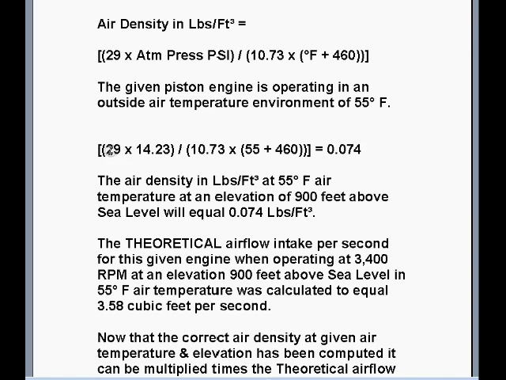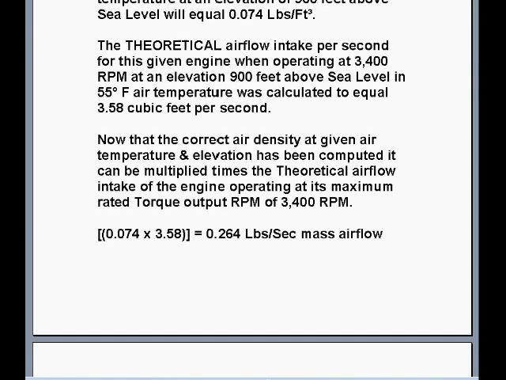So if we enter the values in, 29 times 14.23 divided by 10.73 times the quantity of 55 plus 460, close quantity, second close quantity, we get an evaluation of 0.074 pounds per cubic foot air density at the given atmospheric pressure and air temperature. The theoretical airflow intake per second for this given engine when operating at 3,400 RPM at an elevation 900 feet above sea level and 55 degree Fahrenheit air temperature was calculated to equal 3.58 cubic feet per second.